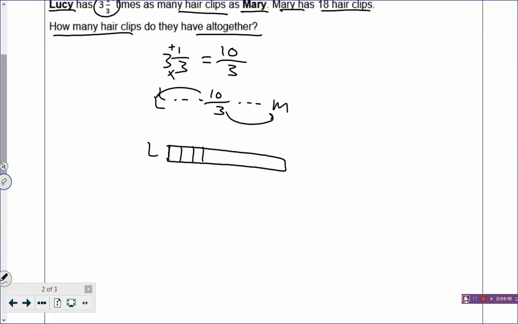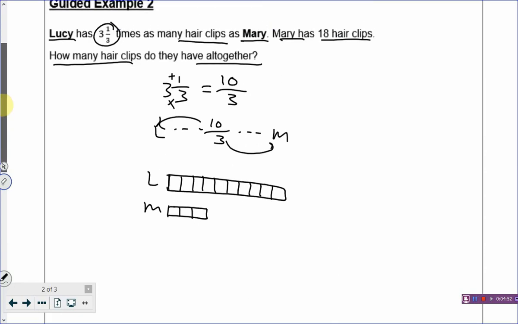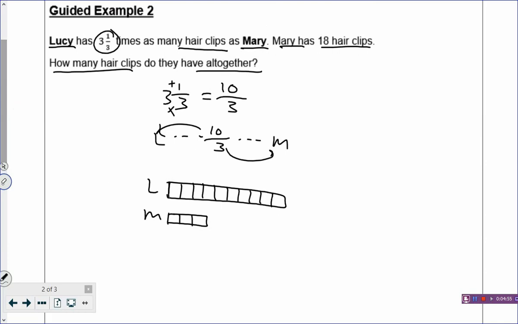1, 2, 3, 4, 5, 6, 7, 8, 9, 10. And Mary has 3 boxes. Now when you cut your boxes, try to make them proportional. Alright, and then add on whatever details, whatever information that's in the problem, add on, build your model.